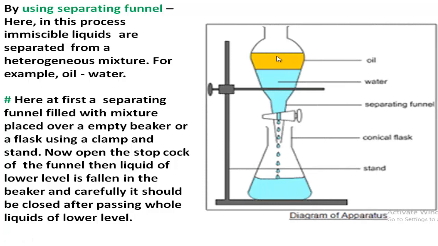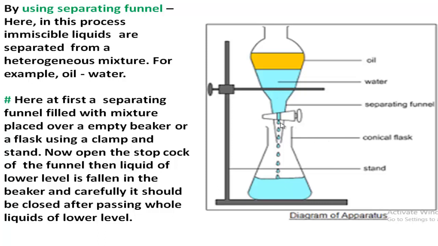Follow the picture. This apparatus is called a separating funnel, and this is a stopcock. By easily handling this stopcock we can separate the components. At first we take the oil-water mixture in this funnel. Because of the density difference, oil is not mixed with water, and oil, having lower density, remains at the upper level, and water, having higher density, remains at the lower level.